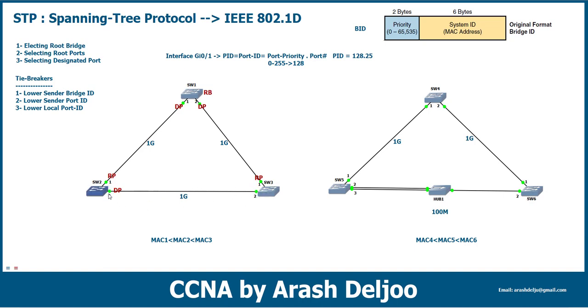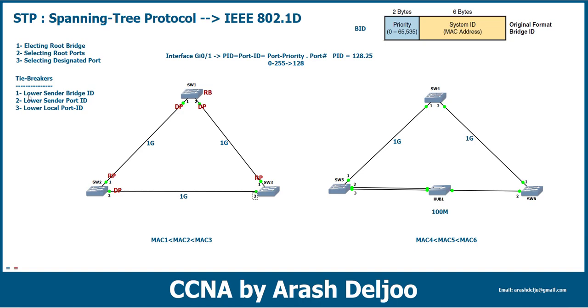We need to find the cost of the switch connected to this interface to the root bridge. Here we have a cost of 4, and also here we have a cost of 4. Because of that, now we have a tie. And how can we solve the tie? It's so easy. We need to use tiebreakers.